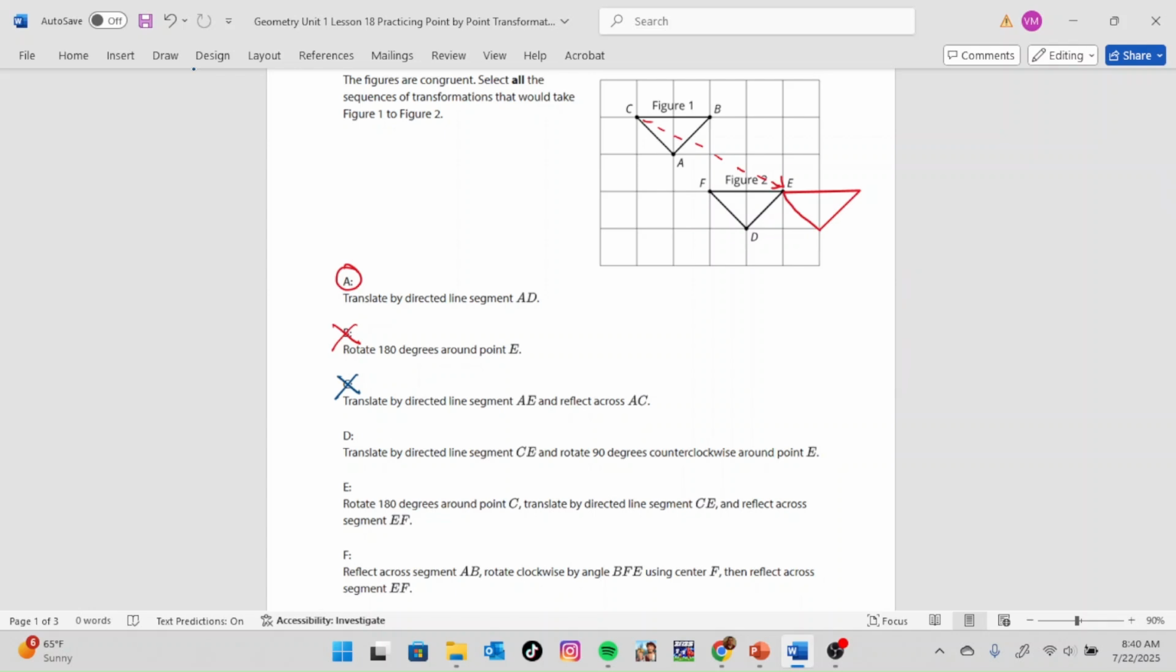The next step is to rotate 90 degrees counterclockwise around point E. So we're going to rotate 90 degrees counterclockwise, and we end up with a triangle right here where I draw this blue triangle. So clearly this blue triangle is not directly on top of figure 2, so D is also incorrect.